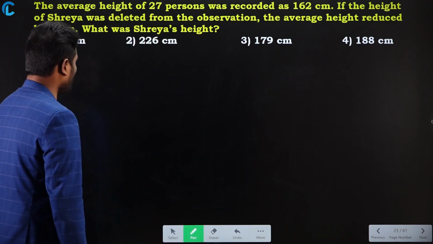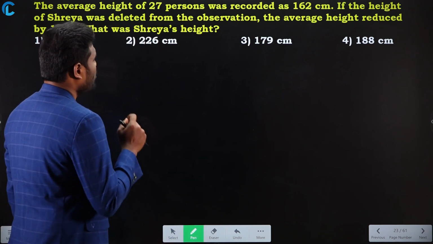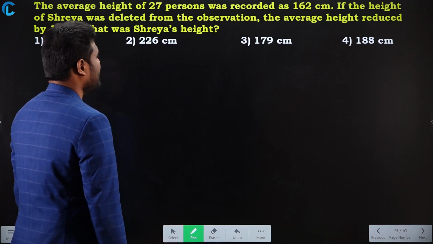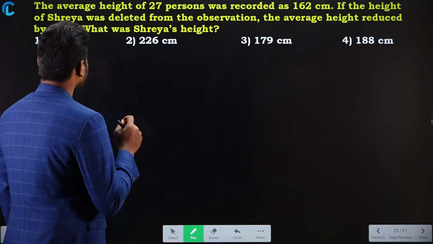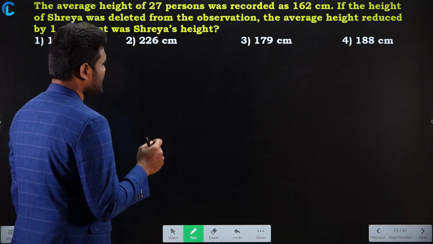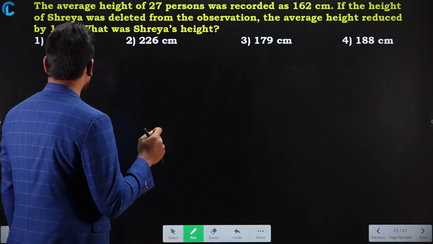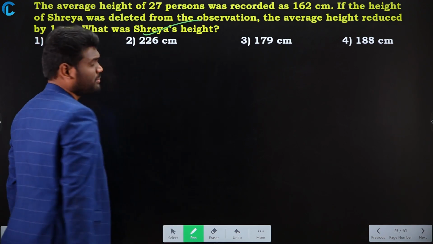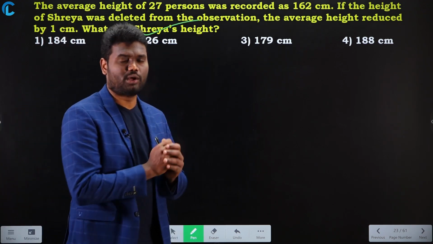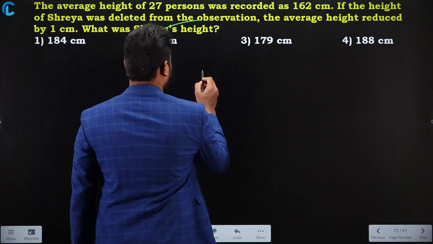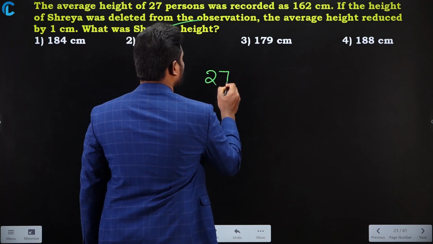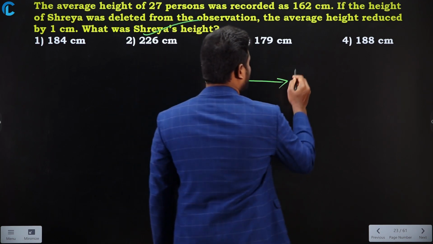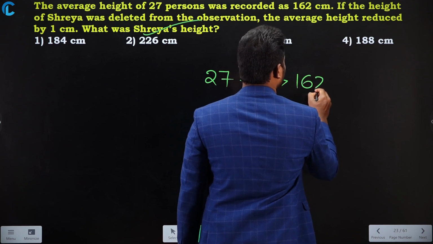The average height of 27 persons was recorded as 162 centimeters. If the height of Shreya was deleted from the observations, the average height reduces by 1 centimeter. What was Shreya's height? We are supposed to find what is Shreya's height. Very simple question. Observe here carefully. Initially, how many persons are there? 27 persons. Now, for these 27 persons, what is the average height? Average height is 162 centimeters.